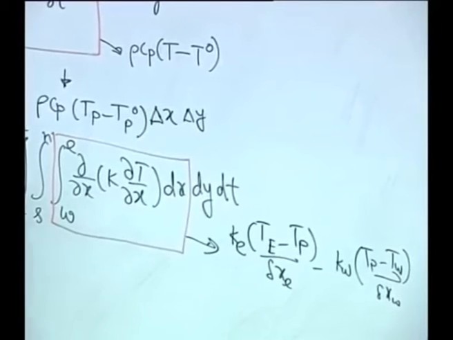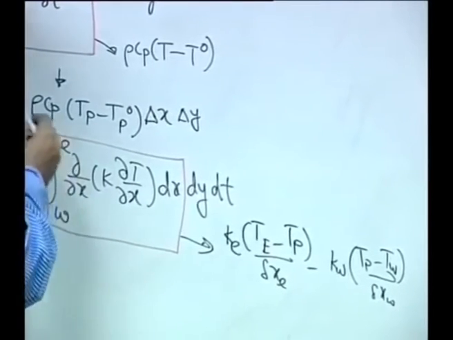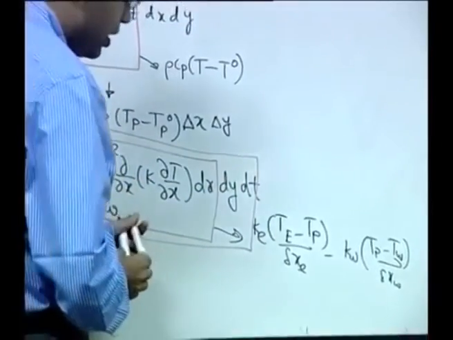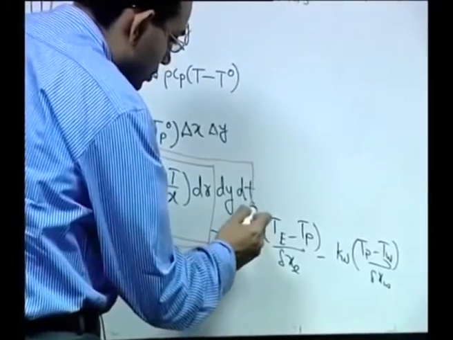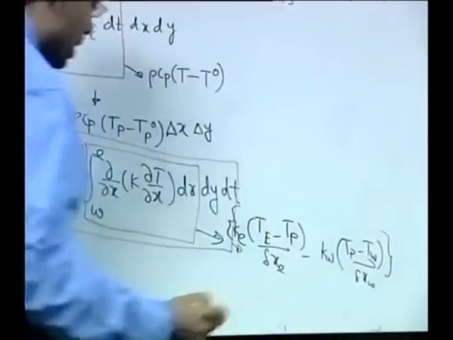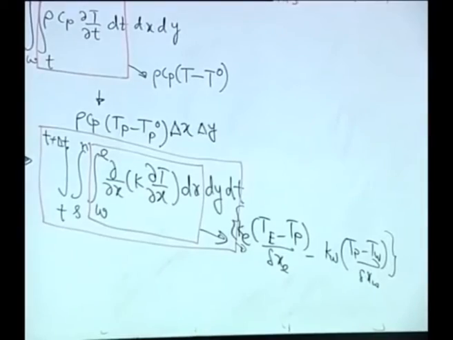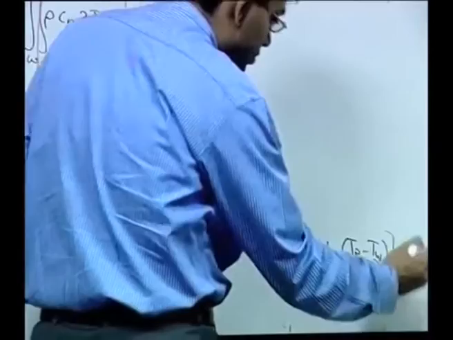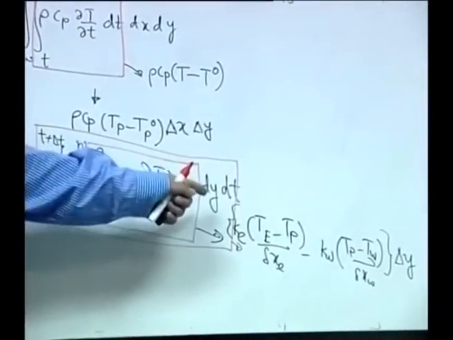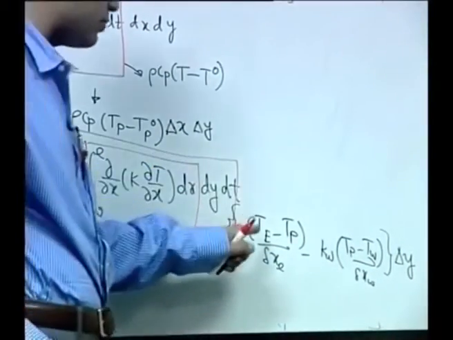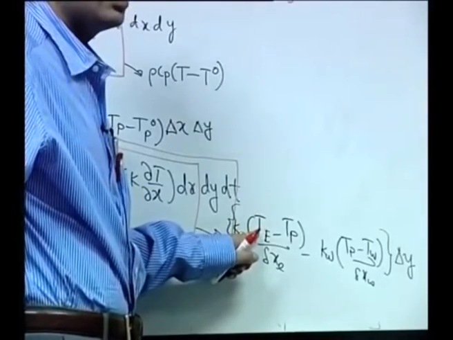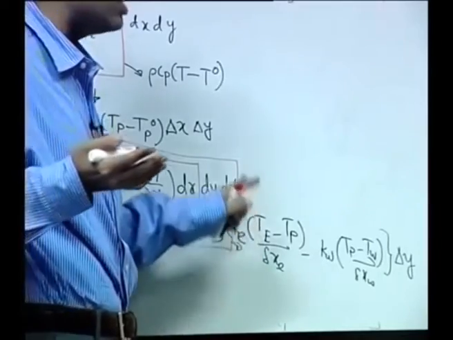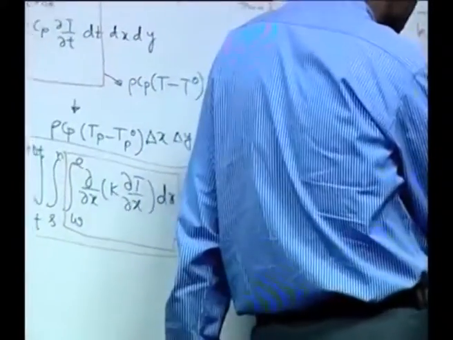So the final term, by considering the entire integration, will be what? This term integrated with respect to y, into delta y, and integrated with respect to time. So integral of T dt, it depends on what scheme you are using, explicit, implicit or Crank-Nicolson. So let us consider a fully implicit scheme.